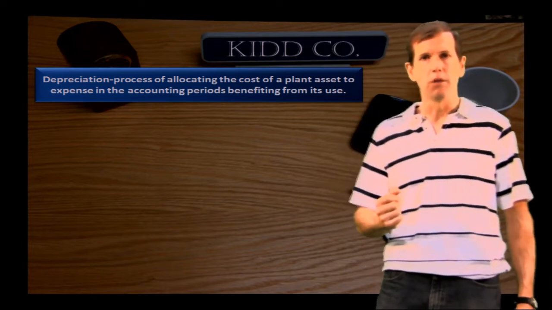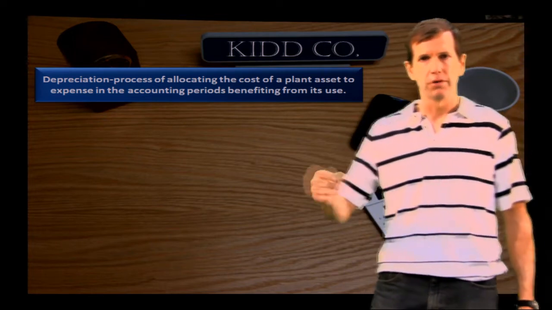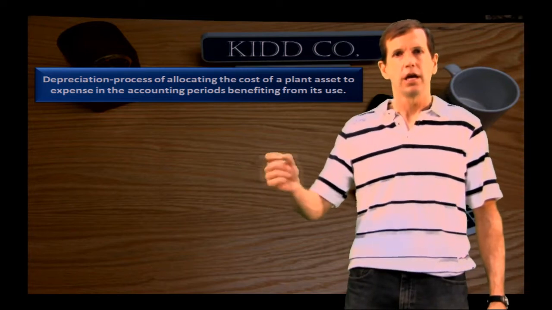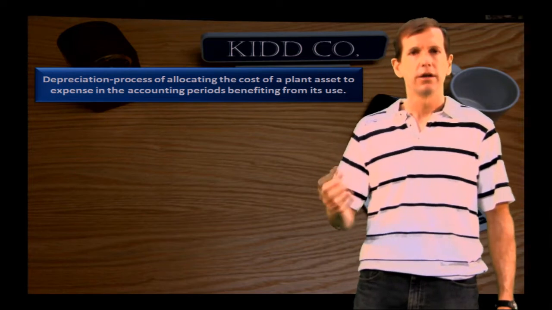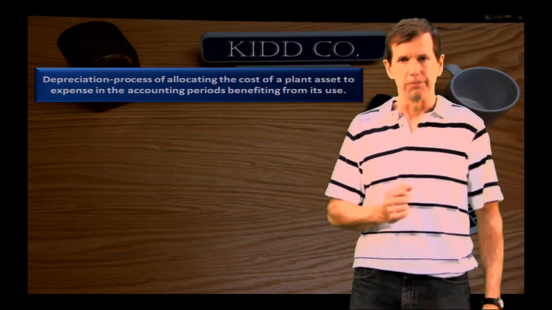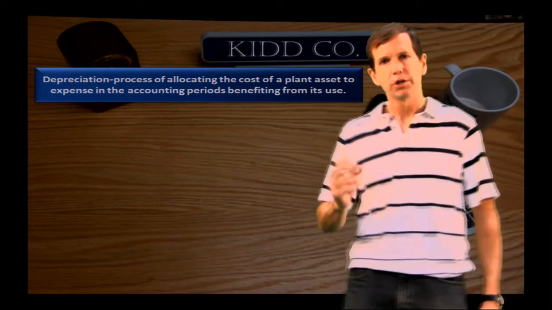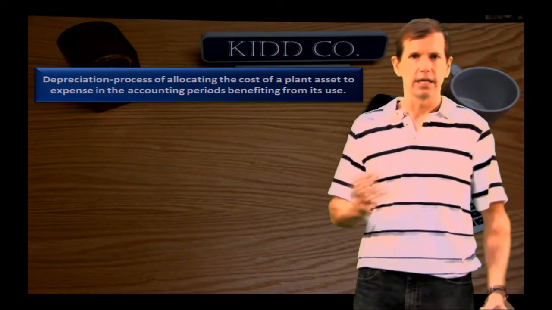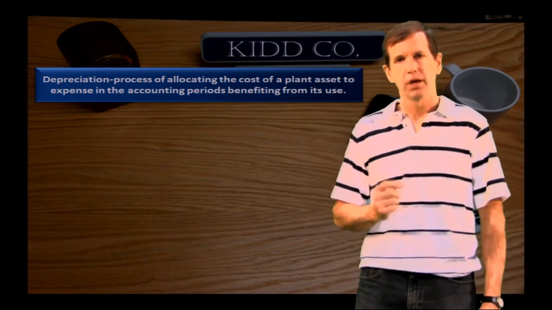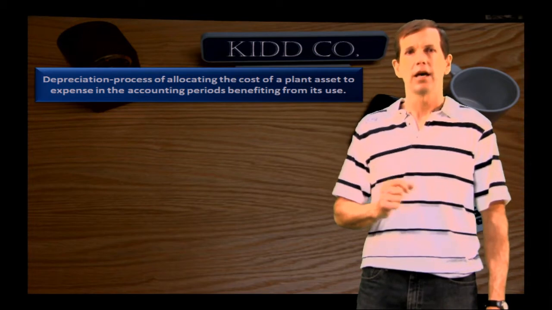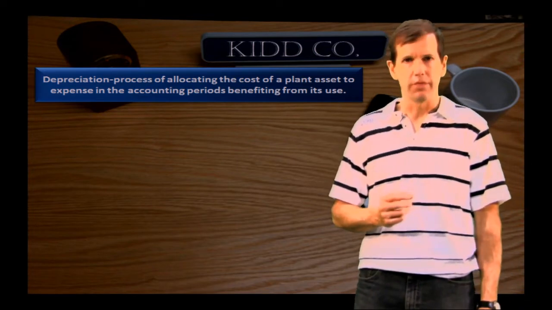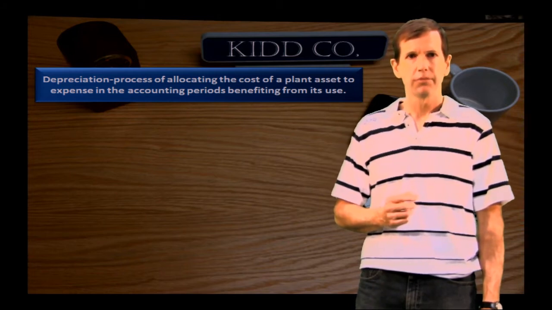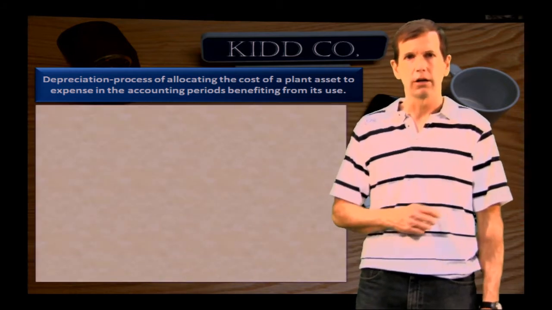Well, if this machine helps us produce revenues for each of the next 10 years, then each of those next 10 accounting periods need to share in the expense of the machine, the $1 million expense. So we spread it out over the life of the asset, and that is depreciation expense. Now, what you might be thinking about is, how do we decide to spread it out? Well, there are three methods that we're going to cover today in terms of spreading that cost out.